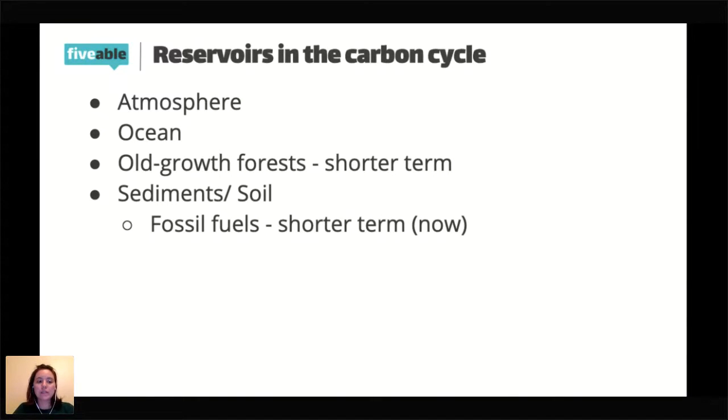So trees that are doing photosynthesis are creating glucose and then transferring that glucose into cellular tissue. And there are trees that live hundreds of years, so they have all that carbon trapped in them. And then sediments and soils are also sinks or reservoirs in the carbon cycle. And fossil fuels are also a reservoir in the carbon cycle.